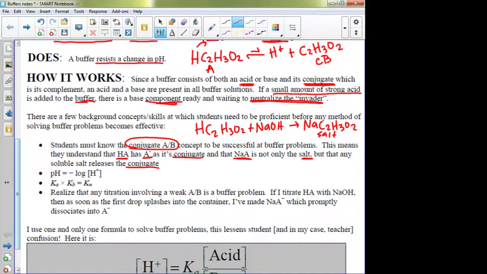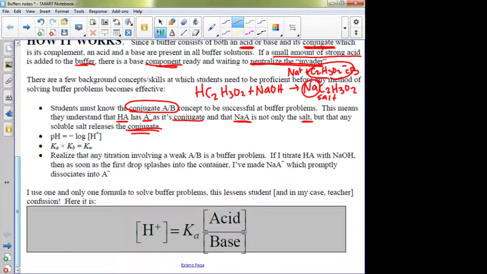What do I mean by that? Anything bonded to sodium is what in water? It dissociates. So that means this is going to dissociate into Na positive plus C2H3O2 negative. And this, we've already said, is our what? Conjugate base. Do we see that? So not only is this the salt, but it's also the conjugate base. You with me? Yes.